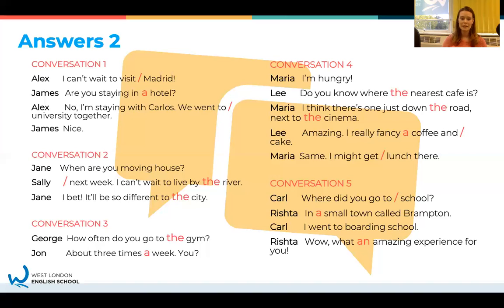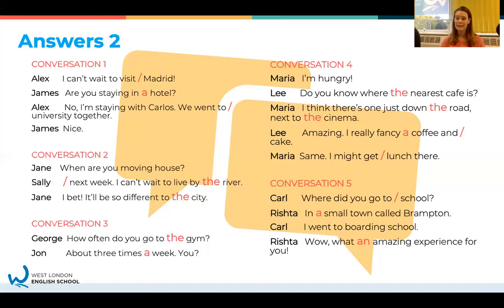And then Jane says it'll be so different to the city. It's the city because it's obvious which city we are talking about. Because Jane and Sally are obviously friends, they know each other. So they know which city they live in. Conversation 3, the answer is the gym.